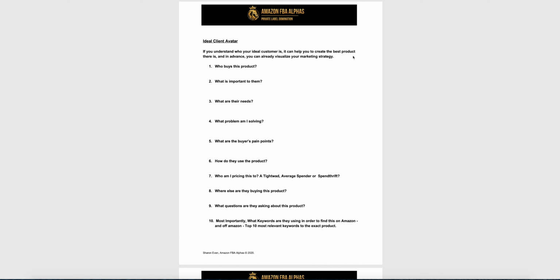So if you understand who your ideal customer is, it can help you to create the best product there is. And in advance, you can already visualize your marketing strategy. I'm always all about visualizing and seeing in which direction you're going. And by knowing who your customer is, you can really understand how to market a product to them. That can really help you with your product selection, because when you know who your competitors are and who your customers are, you should be able to find a gap when it comes to marketing, and that can help you with that strategy.